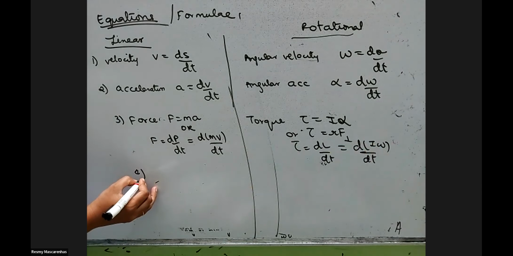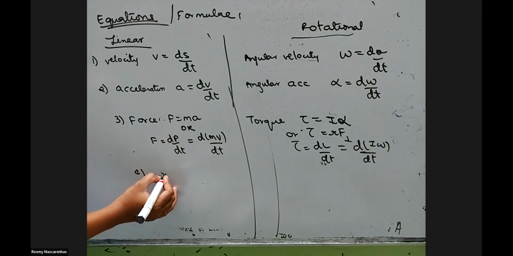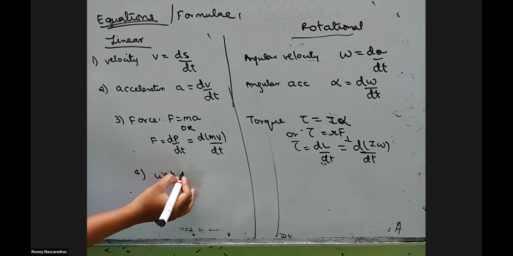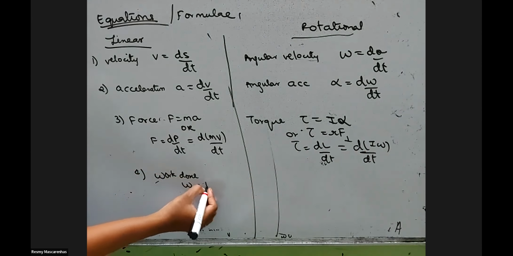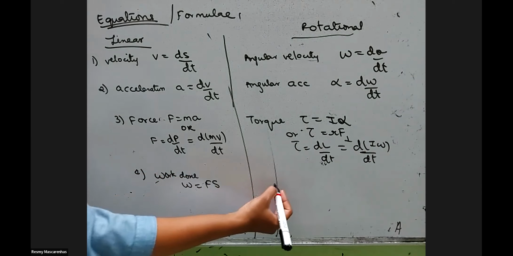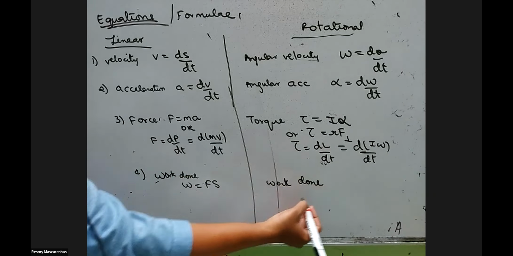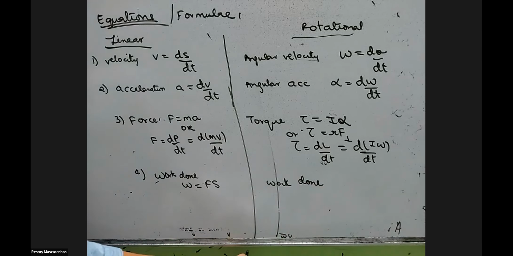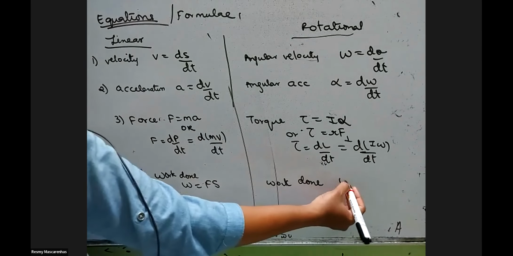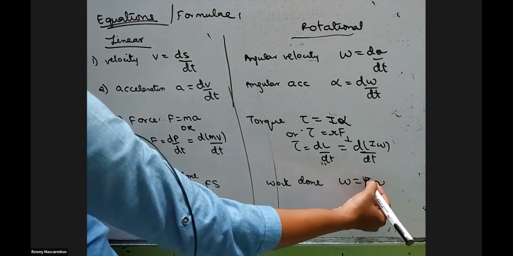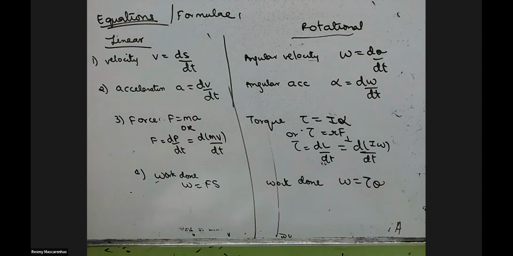Fourth one, work done is force into displacement. Your work done is, force means tau, displacement means theta. You just have to change the notation. Force means tau, S means theta here.